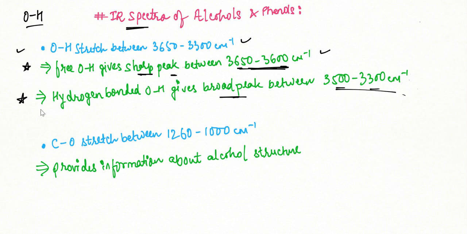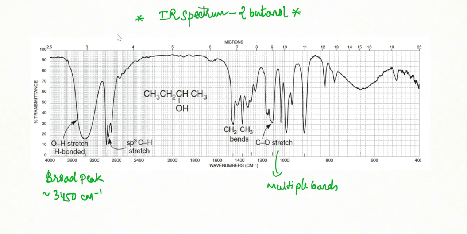Okay, so now we are also going to talk about carbon oxygen stretching, which is between 1260 to 1000 centimeter inverse. Alright, so this is our CO stretching, right? We are talking about stretching frequency. So this provides information about the alcohol structure.